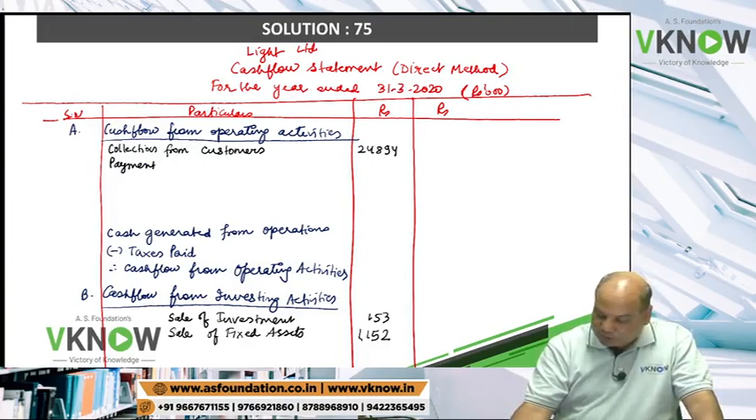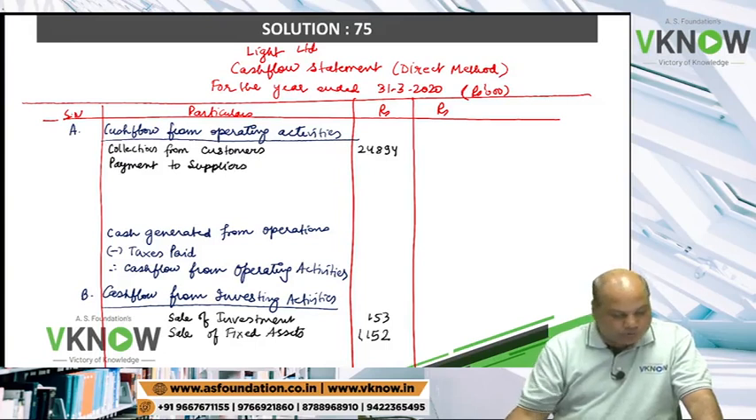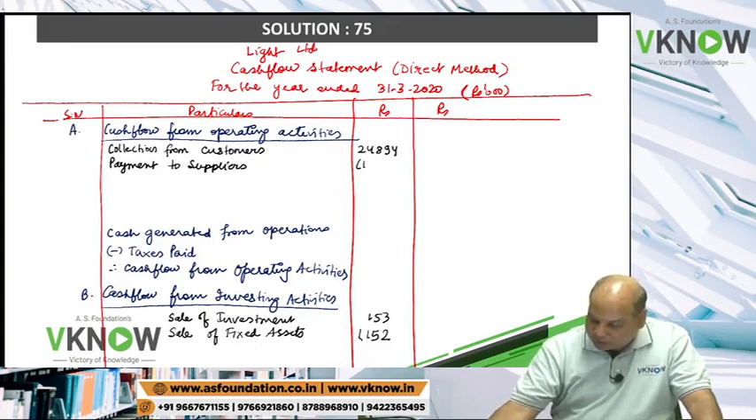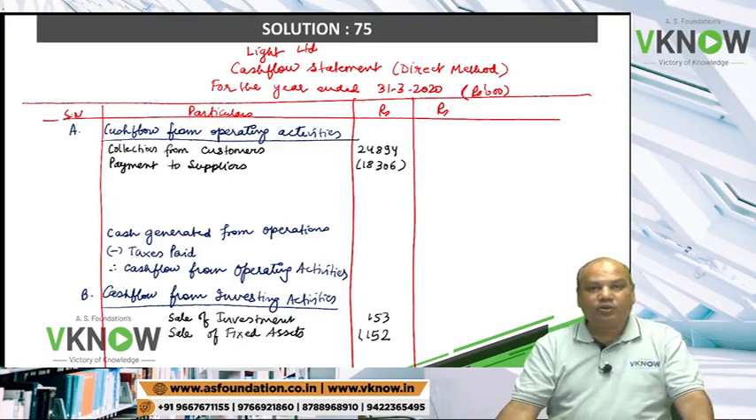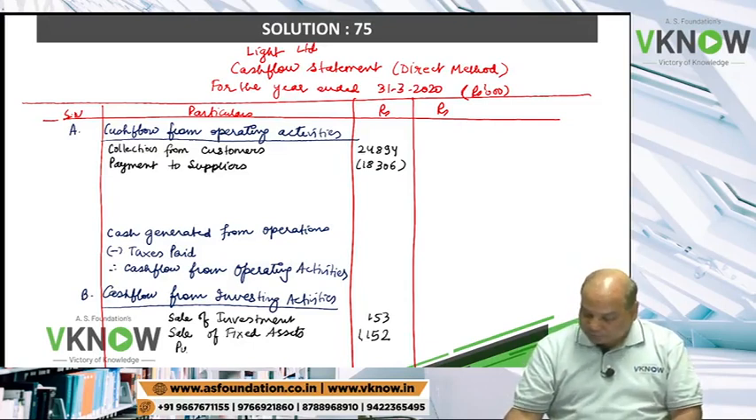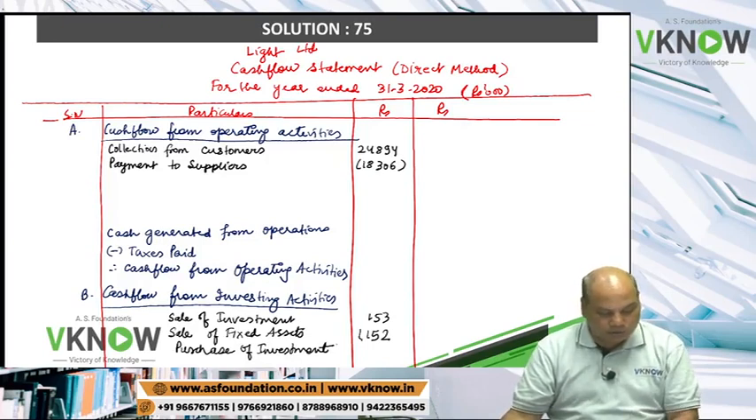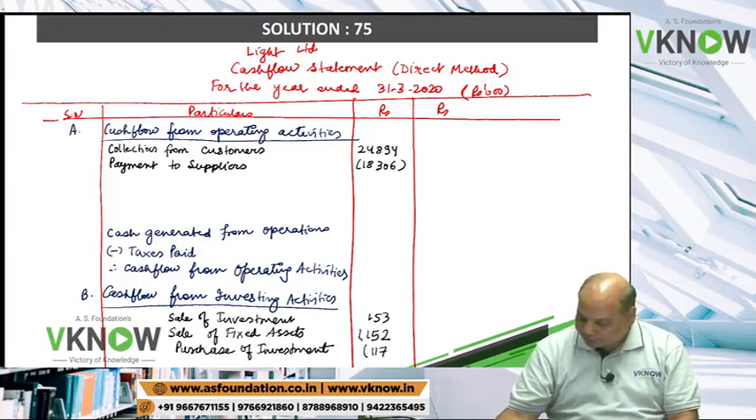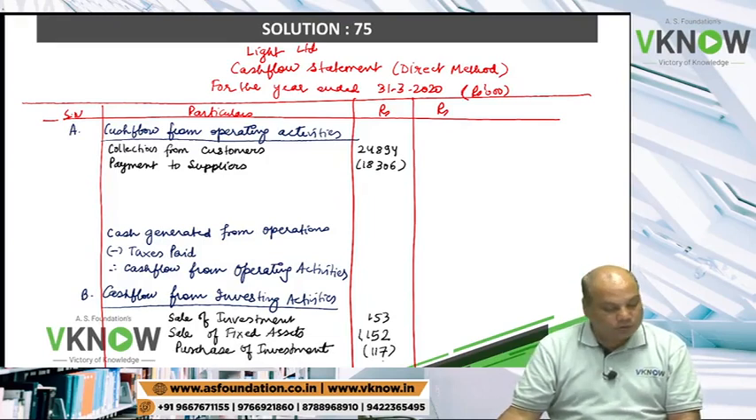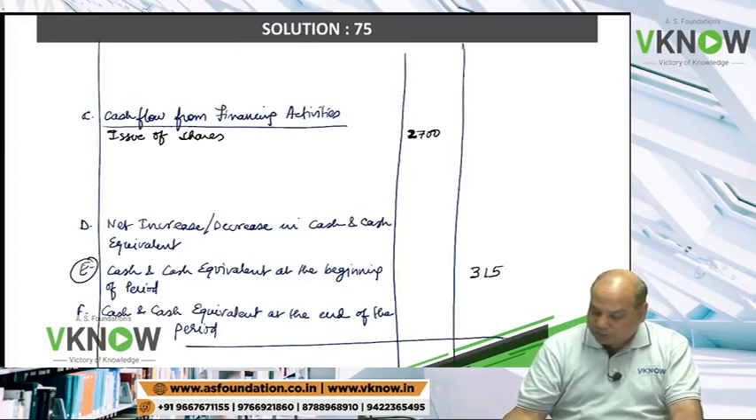Payment to supplier is an operating activity item. So payment to supplier, in bracket write 18306. Purchase of investment, investing activity, point number B. In bracket you will write 117. It is an outflow.